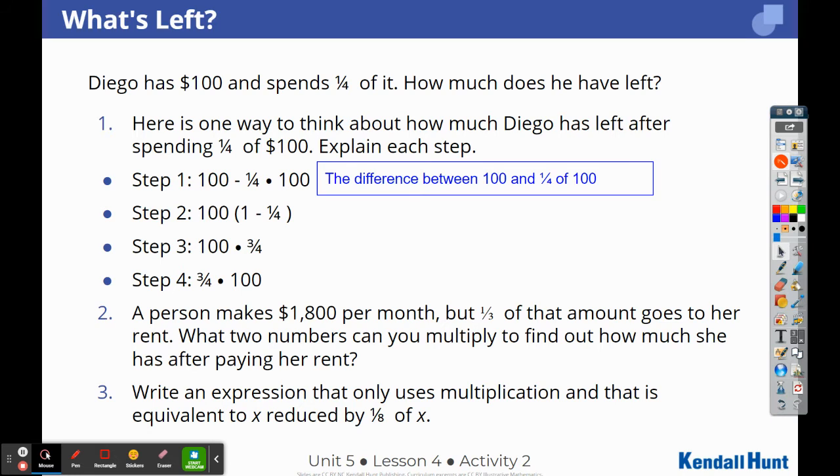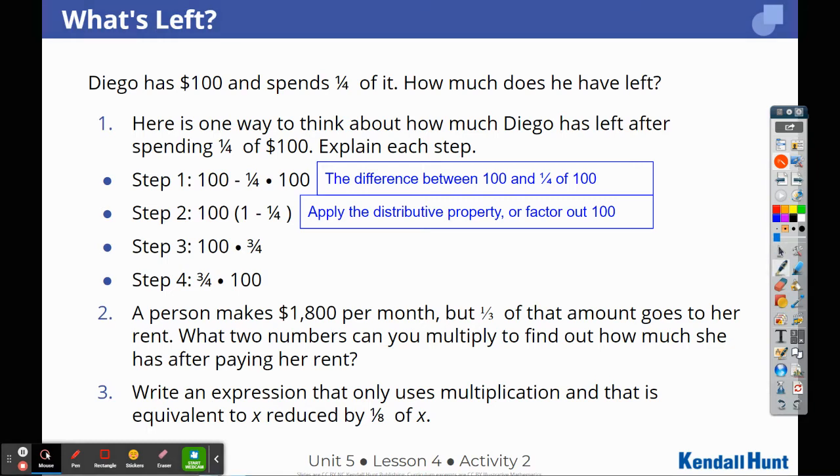We're going to then use the distributive property. So we're going to apply the distributive property and factor out the 100. So if you look at it, you can get back: if you do 100 times 1, you get 100. And then if you get 100 times 1/4, you have negative 1/4, and then times 100. So those are still there. We're just taking out the 100.